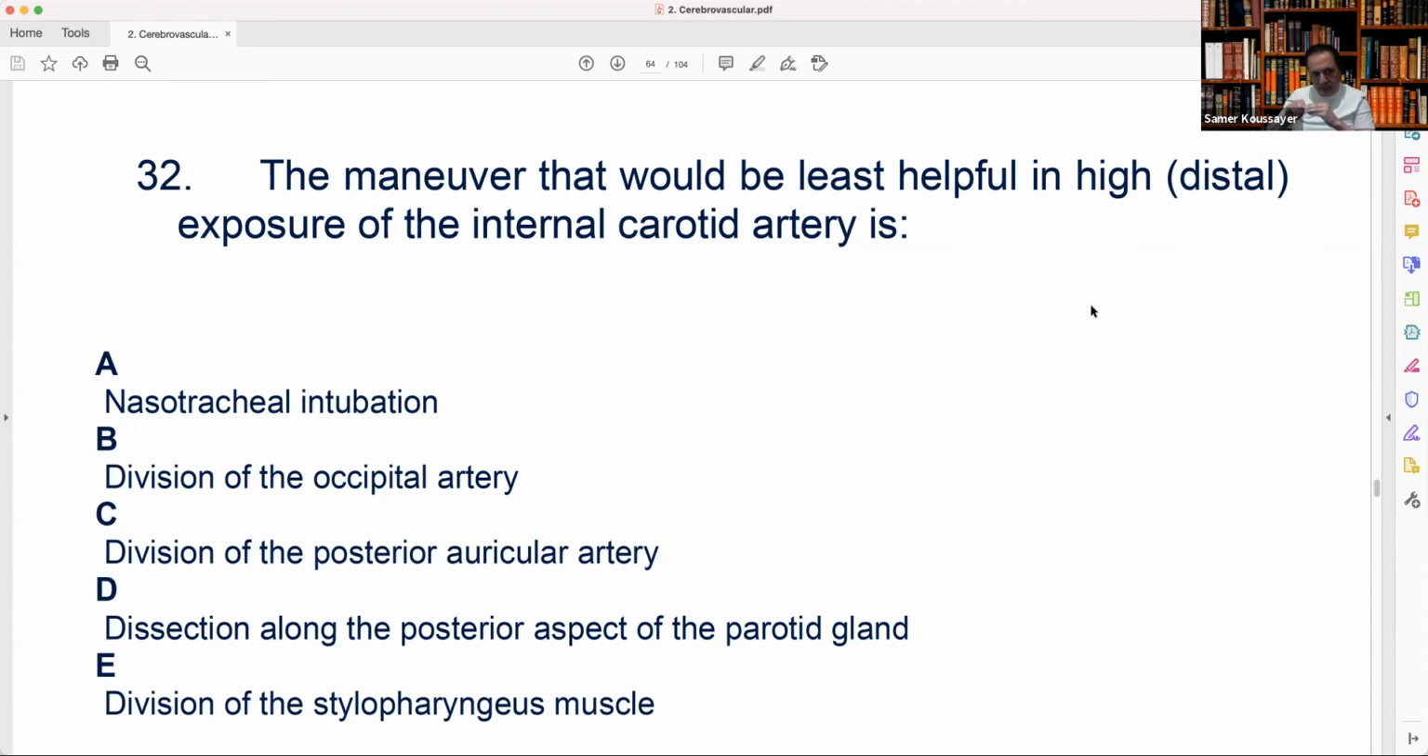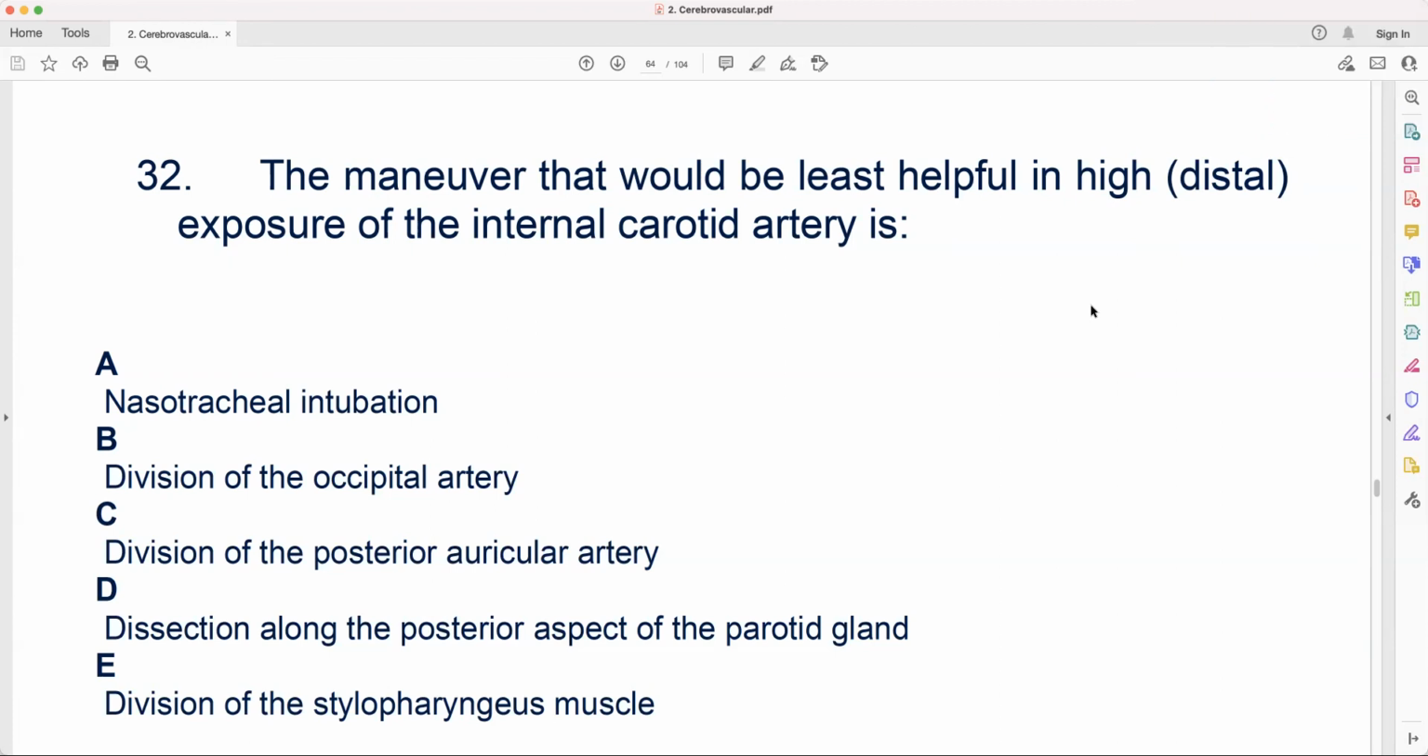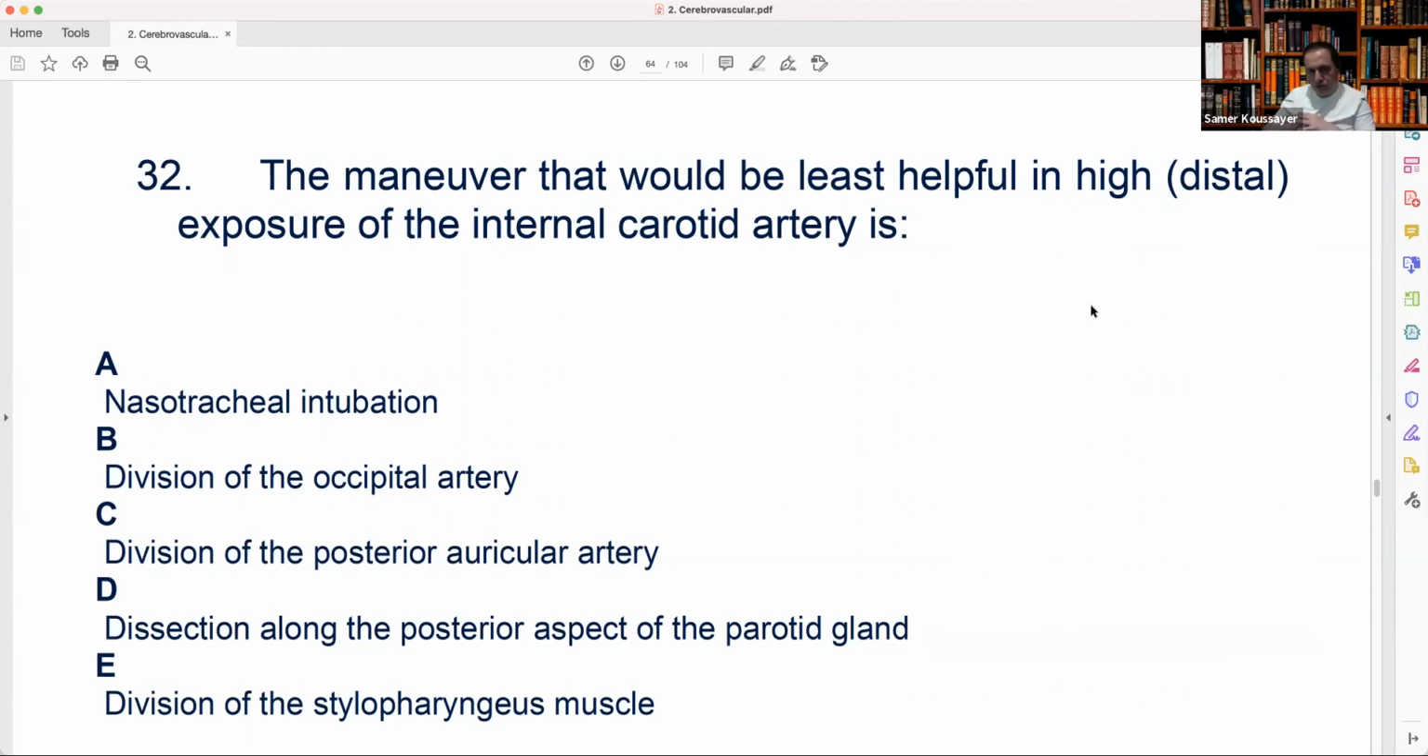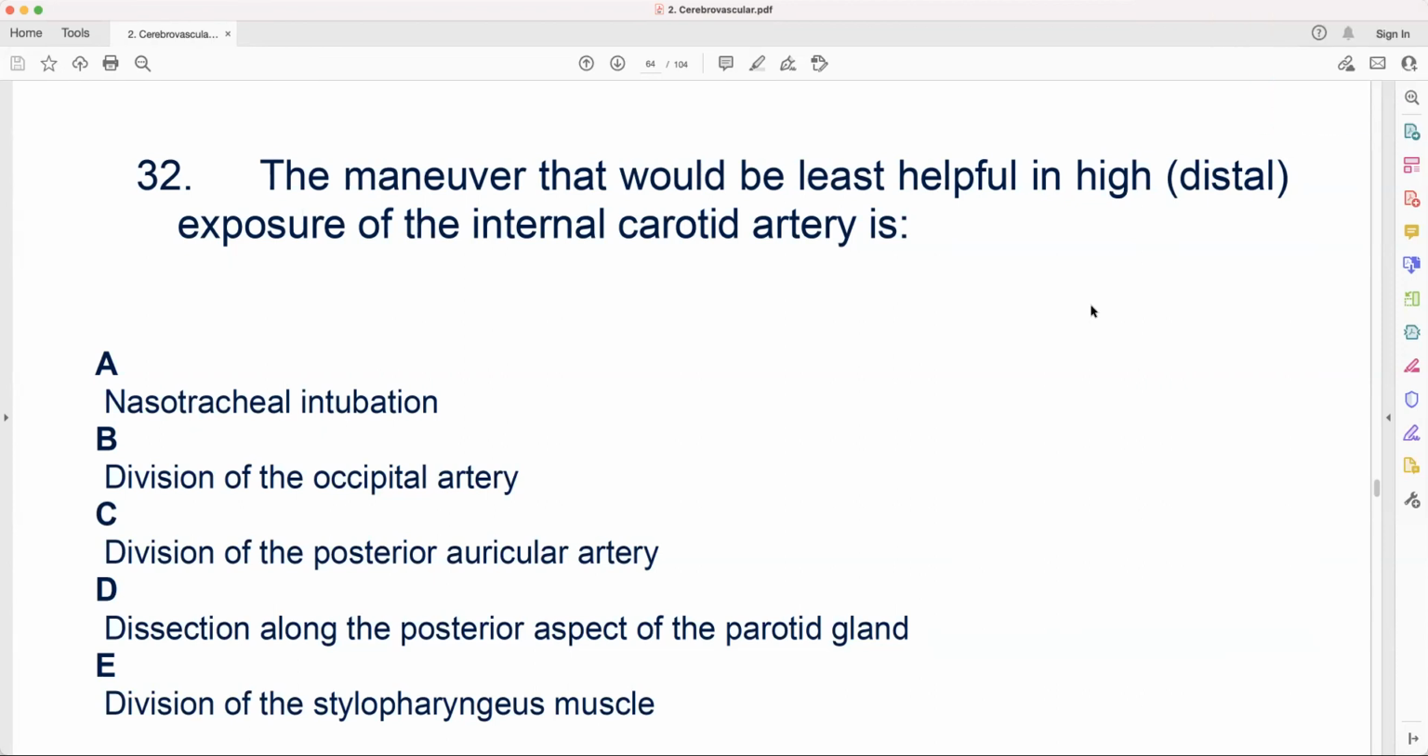So the first one, nasotracheal intubation, yes, is one maneuver, especially if you know ahead of time. Of course, you know ahead of time; you're not going to do it in the middle of the case. But if you know a patient has a high bifurcation, maybe it's better to start with the nasotracheal intubation. You can also do the jaw dislocation, if you have to do it.